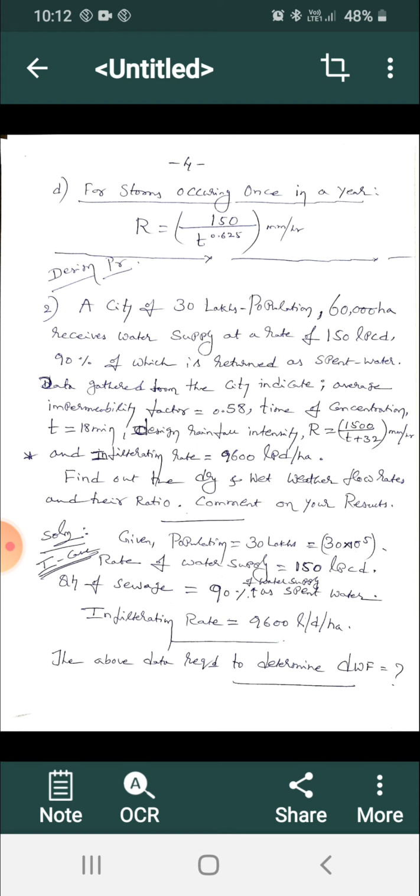Now, in this problem, let us start. See, what is the question here? A city has a lot of information. Using this, find out DWF and WWF.